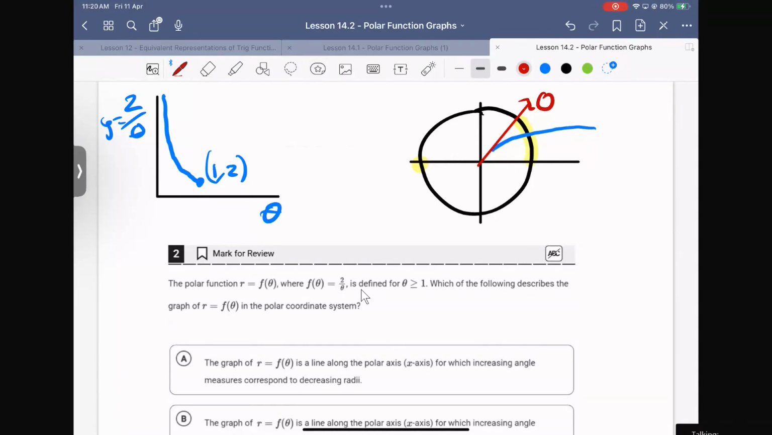at theta equals 1. And then the coordinate there is going to have the length 2. So the polar coordinate here is going to be 2, 1. R is 2 and theta is 1.